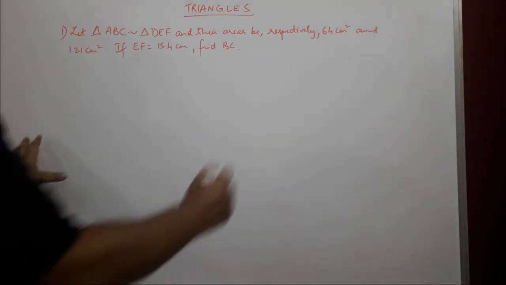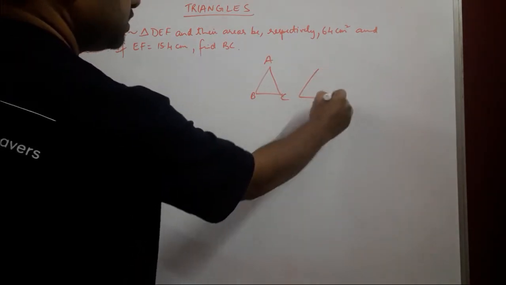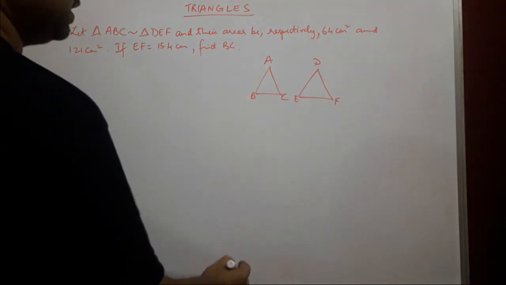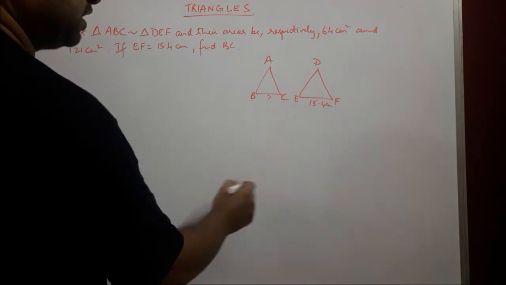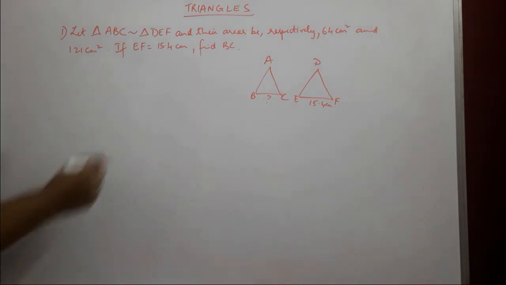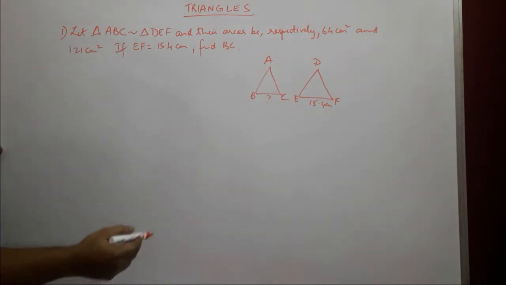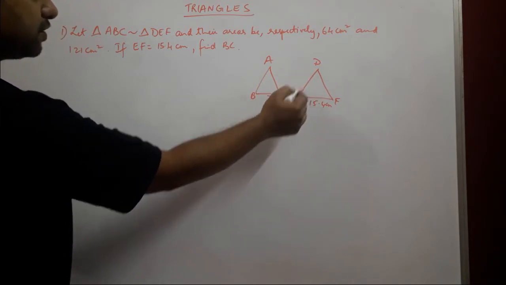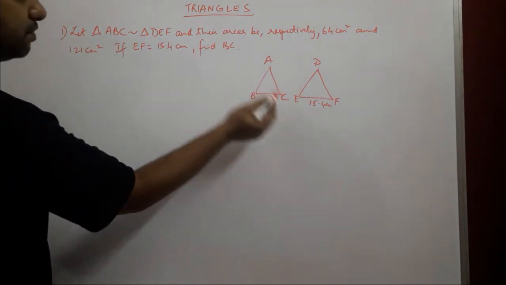So you have two triangles. If we have two triangles over here, ABC and another triangle DEF, we are given side EF, which is 15.4 centimeters, and we are asked to find the corresponding side in triangle ABC. We are also given that triangle ABC is similar to triangle DEF. So the area of triangle ABC is 64 square centimeters and the area of triangle DEF is 121 square centimeters. We need to find BC.